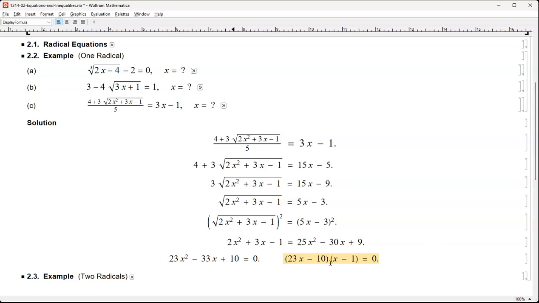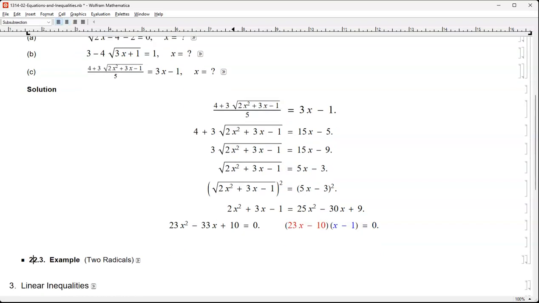In any case, we have this red factor times blue factor is 0. So one of them has to be 0. So 23, what am I doing? Okay, sorry about the typo. So from the first factor, x is 10 over 23. From the second factor, x is 1.